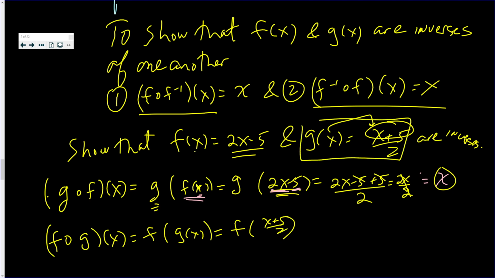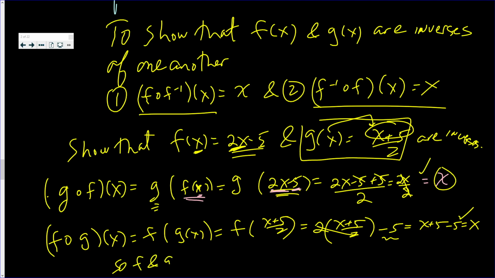Now, what does f do to what's in the brackets? It doubles it, and then takes away 5. Okay, I don't care what's in the brackets. I'm going to denote that I'm doubling it, and then take away 5. The 2's cancel out. So I get x plus 5 minus 5. Hey, what do you know? That's x. So yes, f and g are inverses. We verified that.